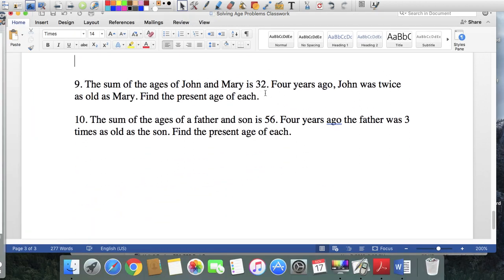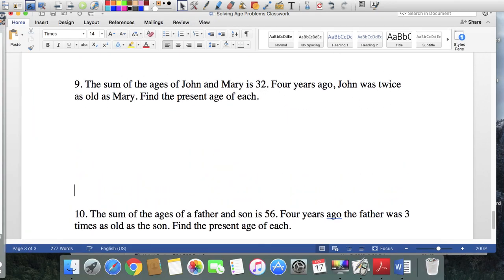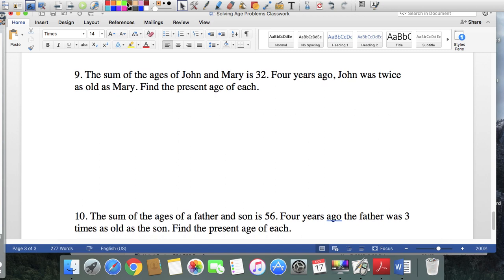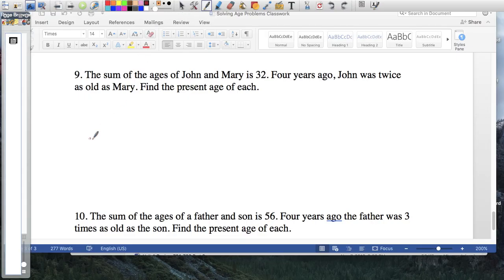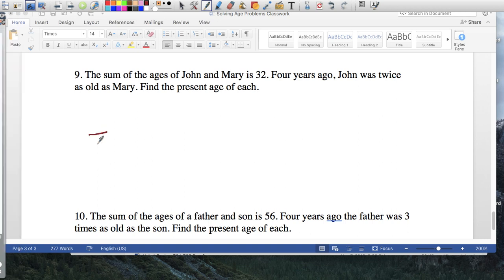9. So, la suma de las edades. Do I have an accent? Let me try. The sum of the ages of John and Mary is 32. So let me write this. John plus Mary is 32.